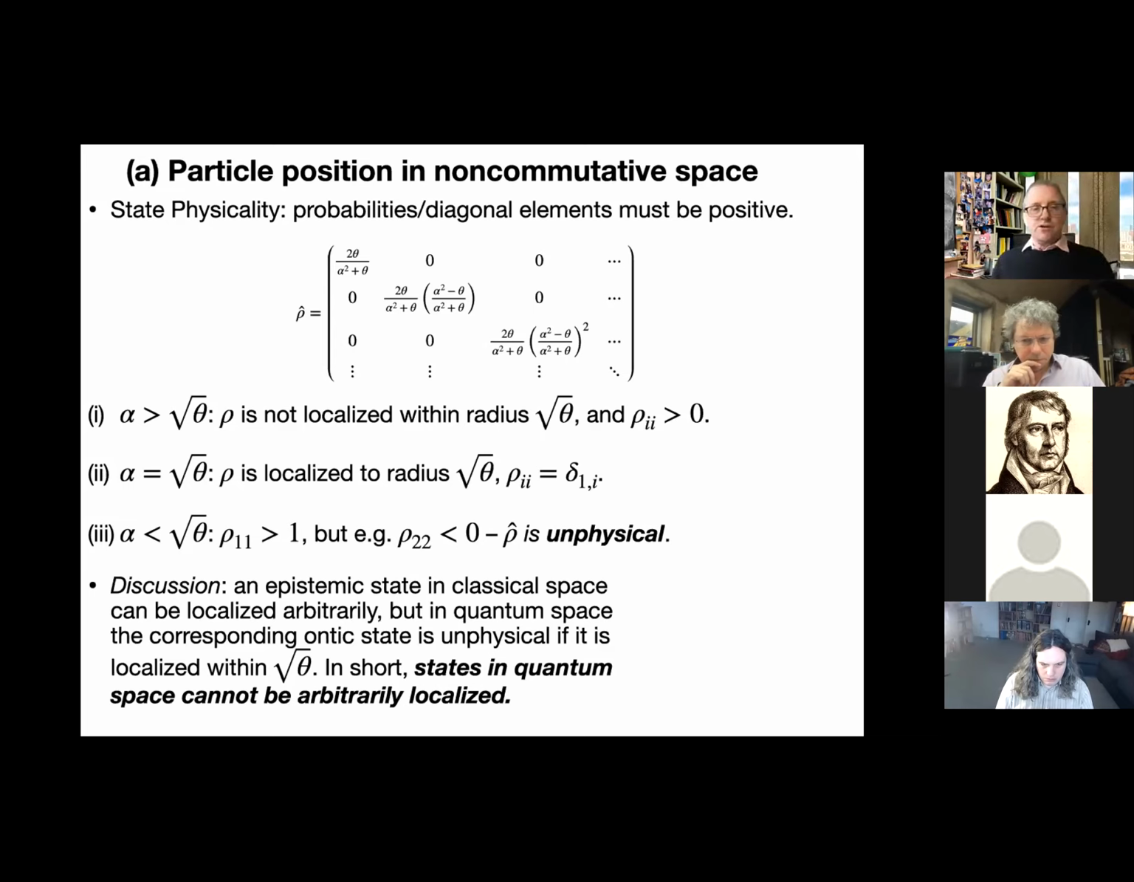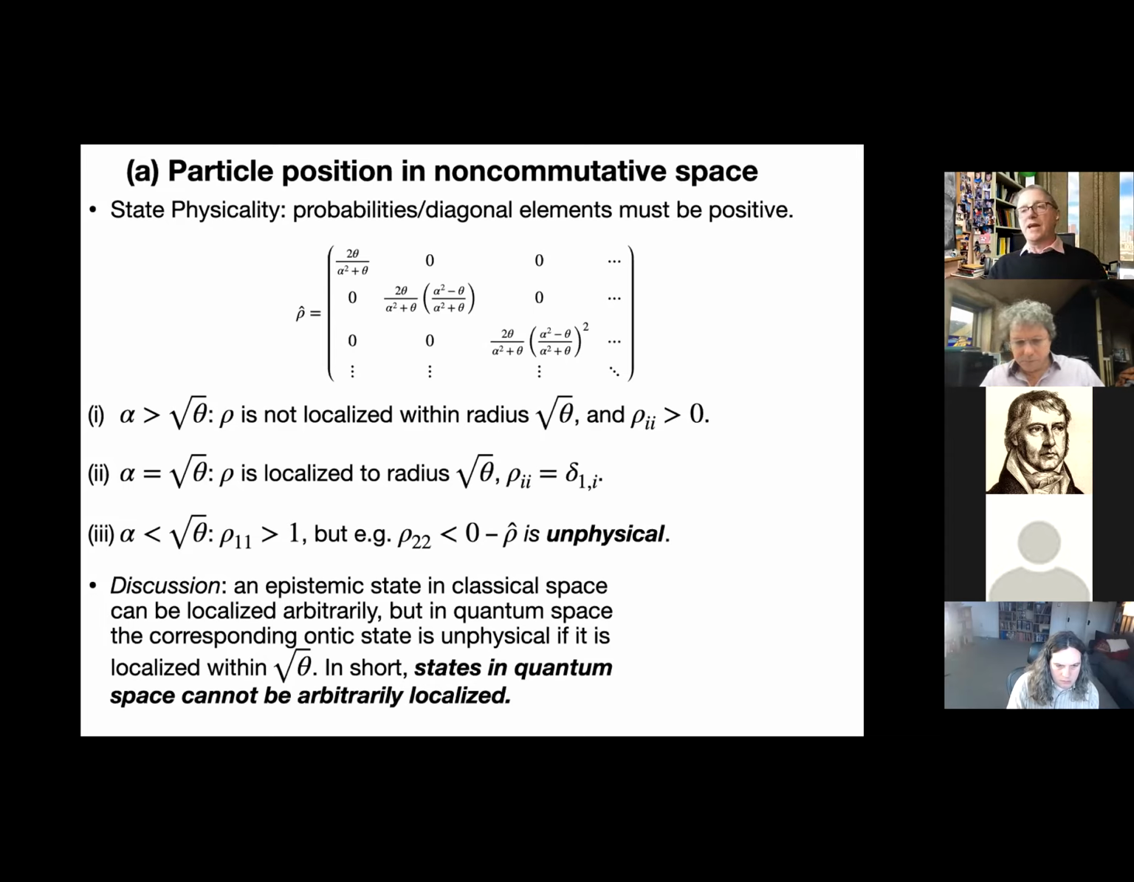Okay, so just to recap, the epistemic state in classical space can be localized arbitrarily, but if you try to quantize states that are localized arbitrarily, in quantum space the corresponding ontic state is unphysical if it's localized within the commutation scale, which is to say, states in quantum space cannot be arbitrarily localized. And so that's the first sense in which there are no points in non-commutative space, in quantum space.